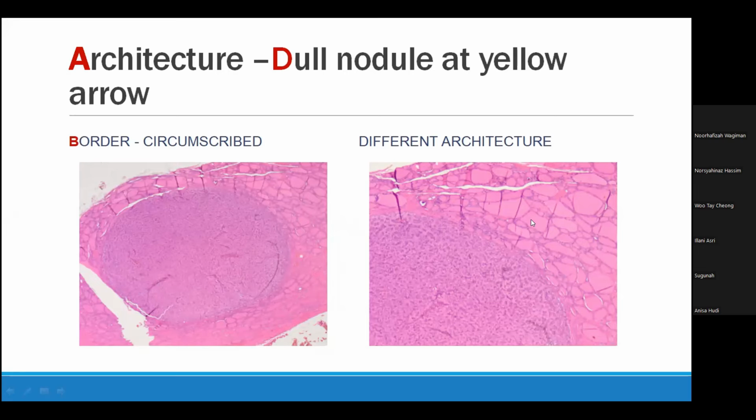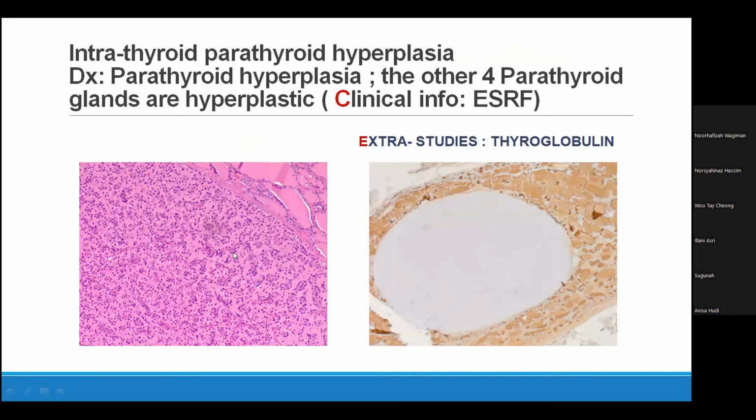So now the architectural atypia: at this power you don't see any follicular pattern. It looks different from the adjacent follicles. So this was the actual pattern you can see. This is actually a parathyroid hyperplasia. Clinical information: this patient also had all four other parathyroid glands removed. They are hyperplastic. And then the thyroglobulin was negative.